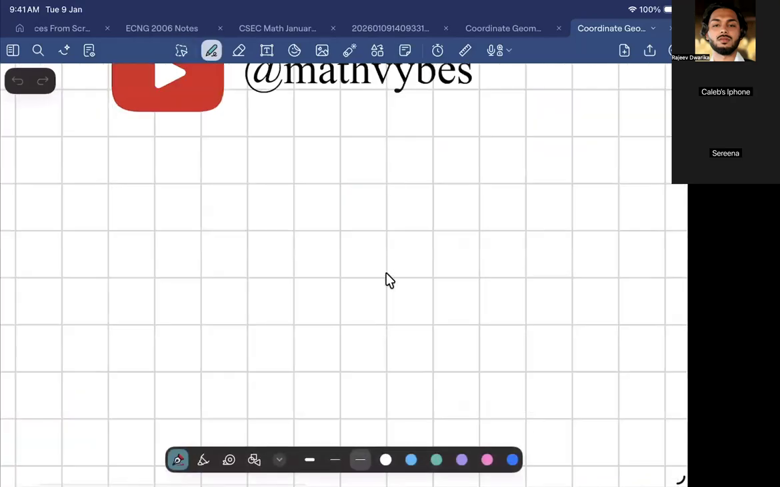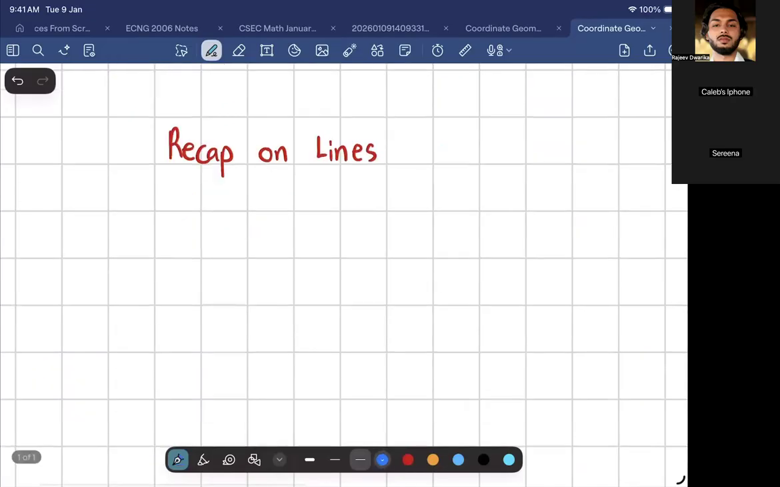So let's do a recap with lines. So recap on lines. First things first, what is the equation of a line? Does anybody know the equation of a line? There are two people here, so either one of you. What is the equation of a line? y equals mx plus c. Right, y is equal to mx plus c.